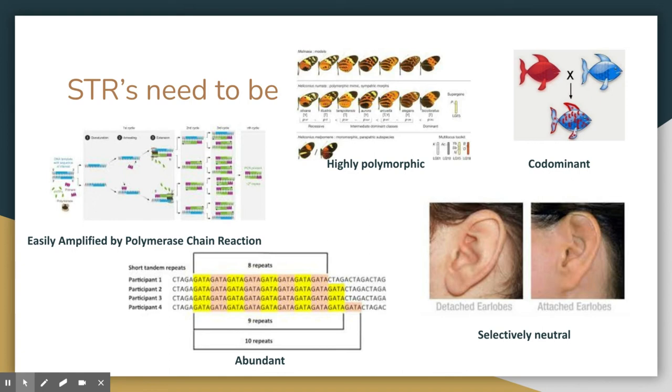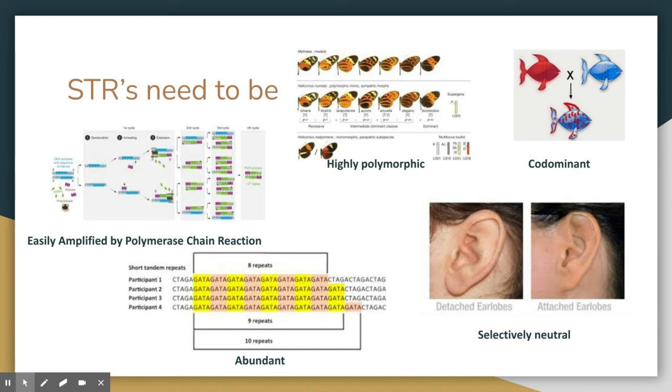STRs need to be easily amplified by polymerase chain reaction. In the diagram on the left, the STR is multiplied millions of times. STRs are typically found in non-coding regions of the genome, which are regions that do not code for amino acids. STRs need to be selectively neutral, as shown with the earlobes, because the type of earlobe was not adapted due to a need for it.